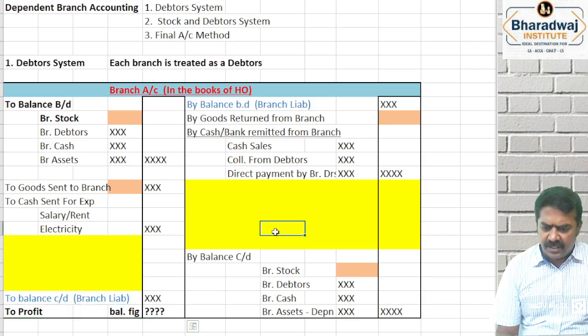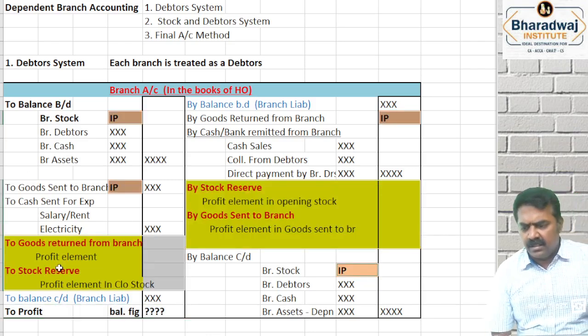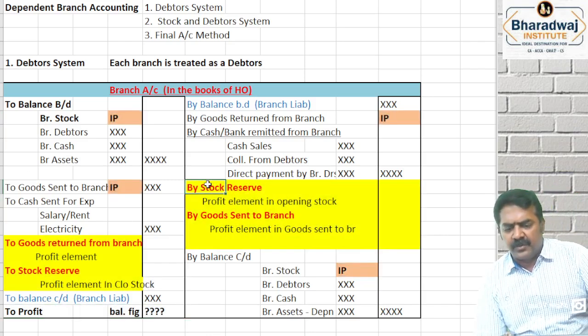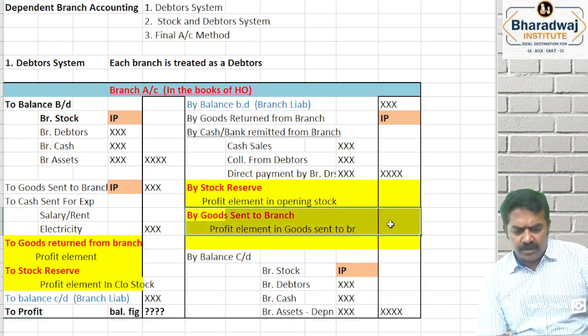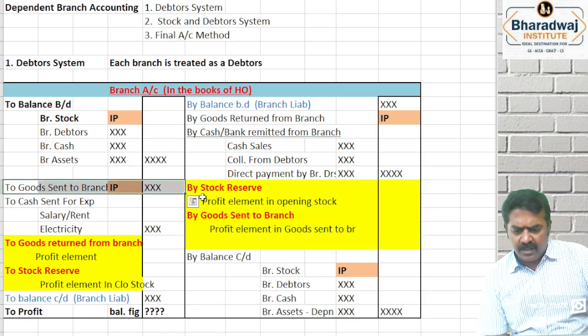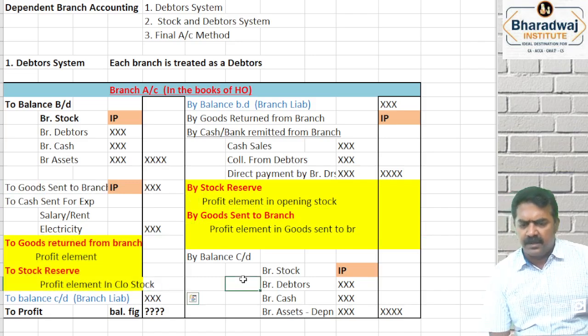If goods are sent at invoice price, then remove the profit element. By stock reserve on the debit side. By goods sent to branch, that is on the debit side item. On the credit side items, goods returned and closing stock, remove the profit on the debit side.